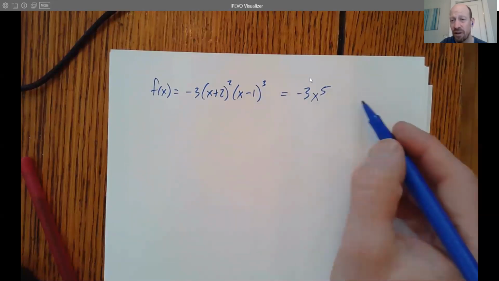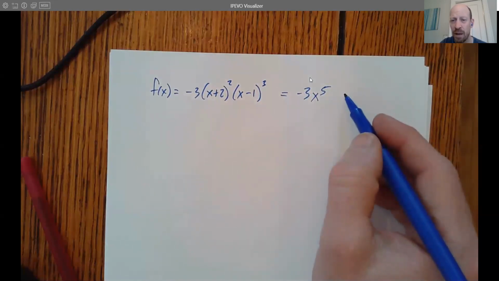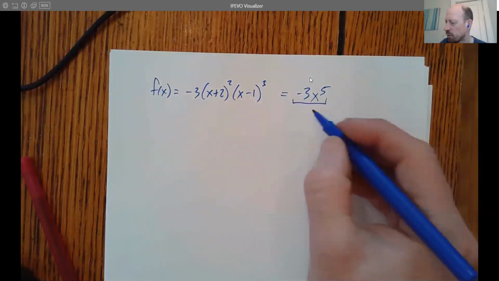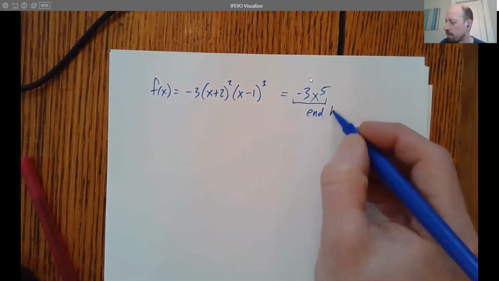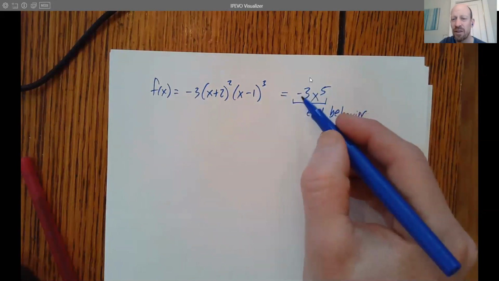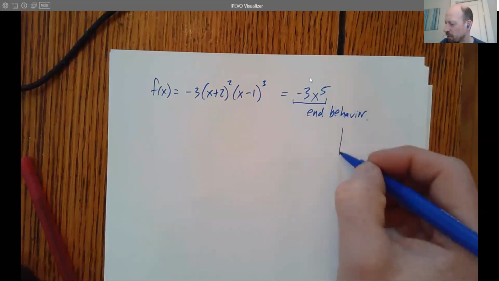Now there's lots of other stuff in here too, right? It's very complicated foiling to multiply it all out. But I don't care about any of that other stuff. I only care about this largest term. So that tells me that this is going to look like a negative x to the 5th end behavior.